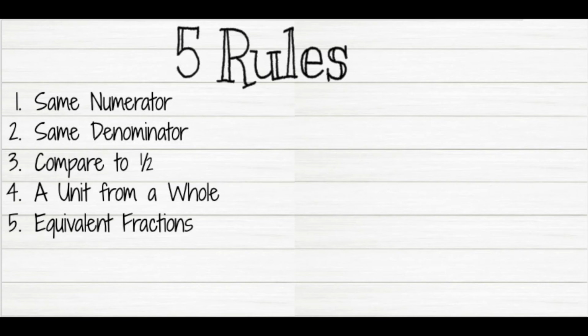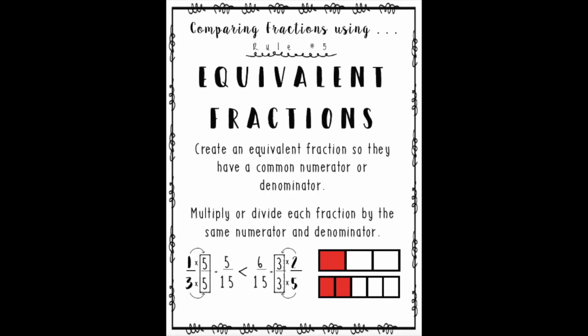The last rule is to create equivalent fractions. Create an equivalent fraction so they have a common numerator or denominator, and then you can use rule number 1 or 2. You would need to multiply or divide each fraction by the same numerator and denominator.